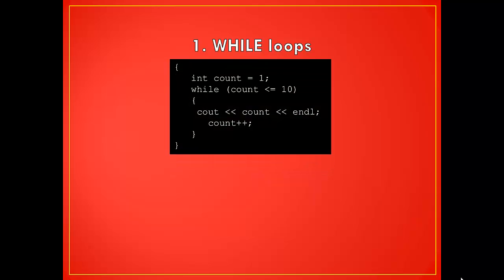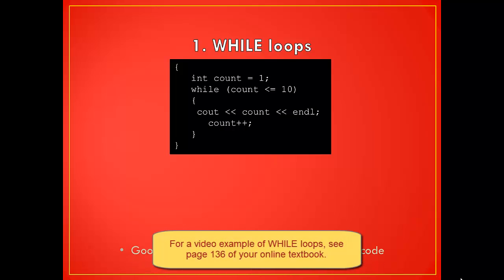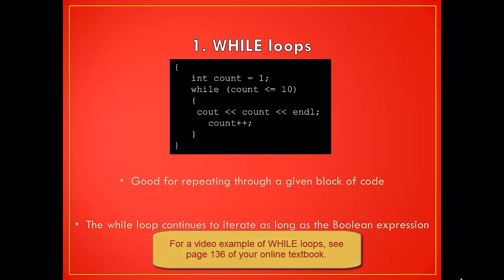Note that more than one body statement can be used by adding curly braces before and after the body statements. In this example, the numbers 1 through 10 will be displayed on the screen. After count is incremented to 11, the Boolean is false, so the loop ceases to execute. The while loop will continue repeating the code in the body statement as long as the Boolean expression evaluates true.